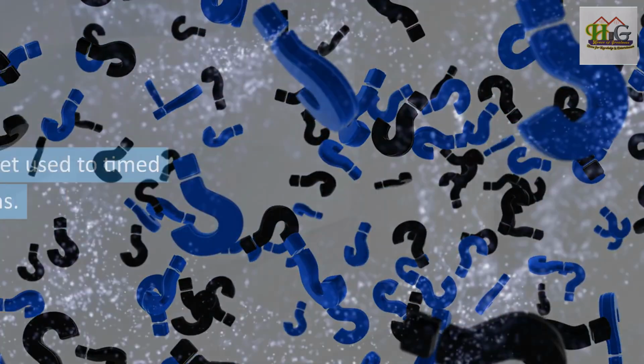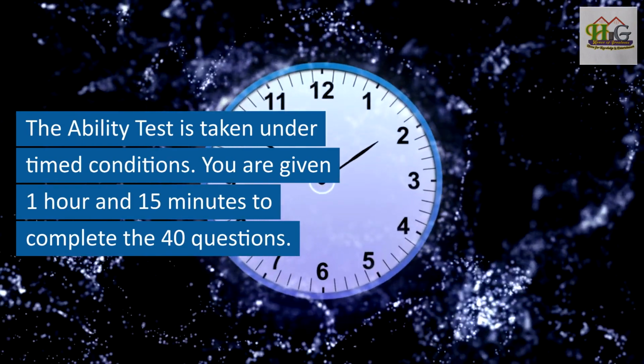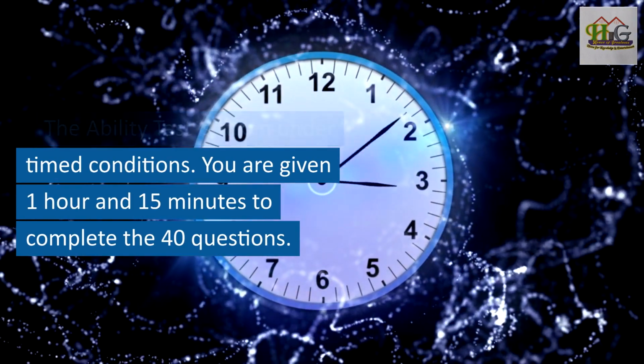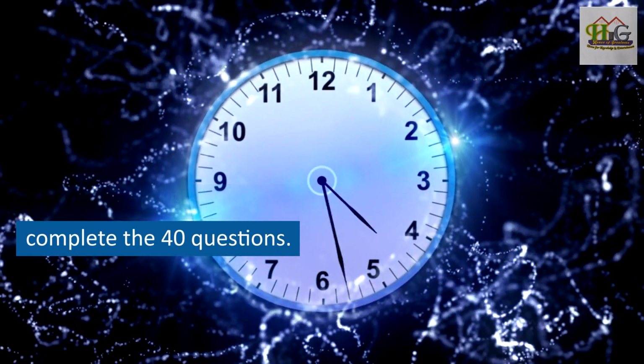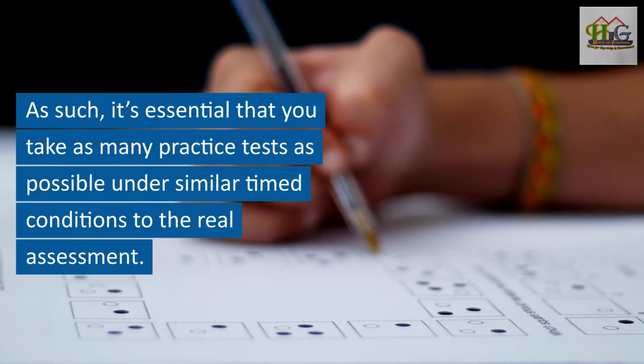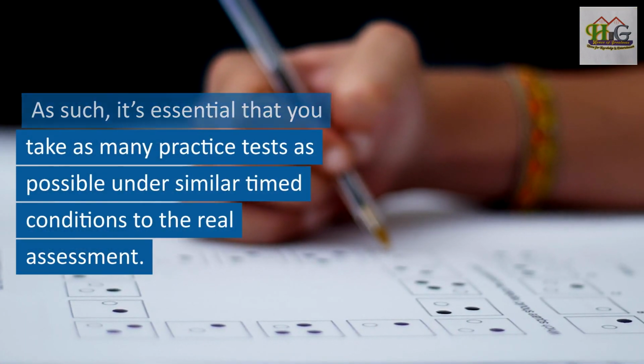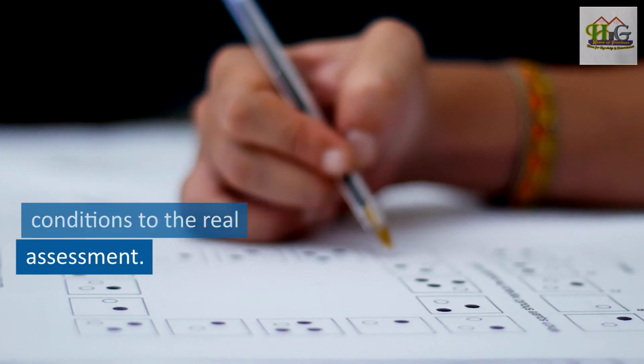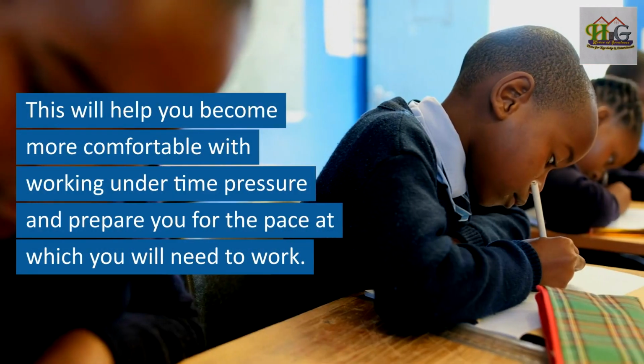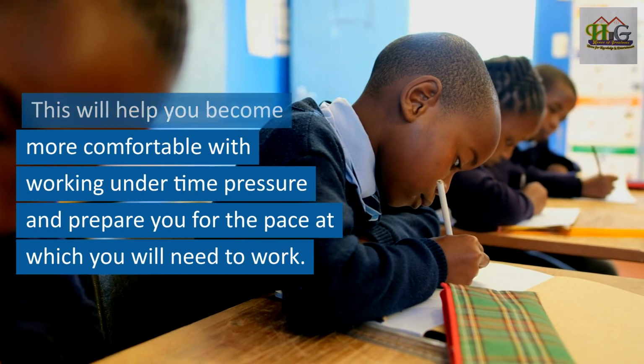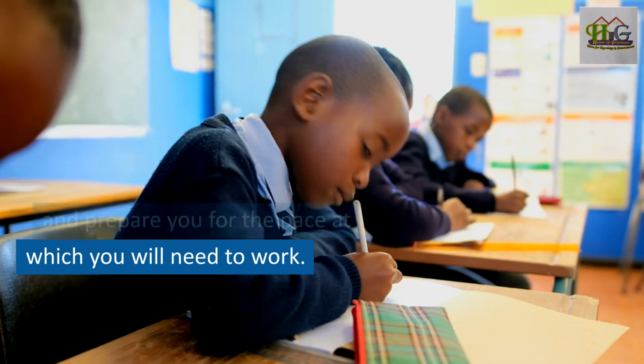Step 6. Get used to time conditions. The ability test is taken under time conditions. You are given 1 hour and 15 minutes to complete the 40 questions. As such, it's essential that you take as many practice tests as possible under similar time conditions to the real assessment. This will help you become more comfortable with working under time pressure and prepare you for the pace at which you will need to work.